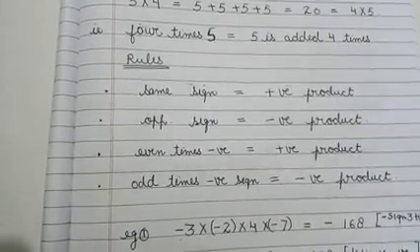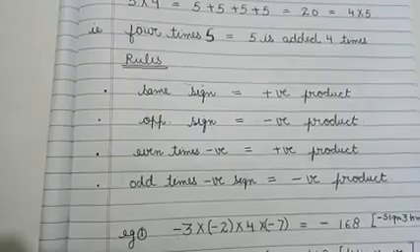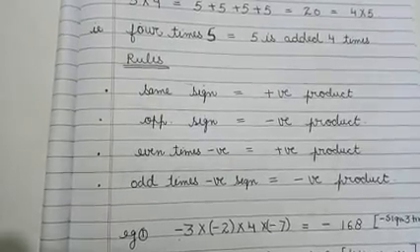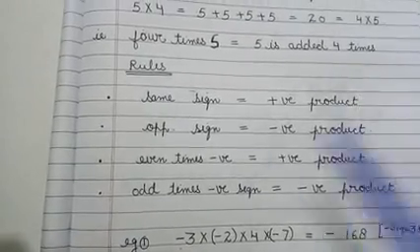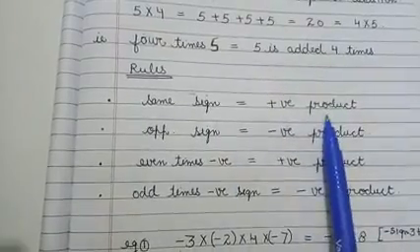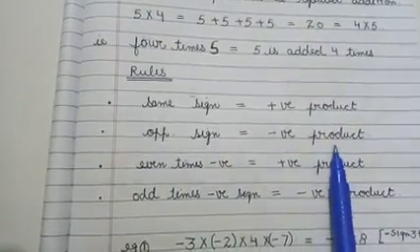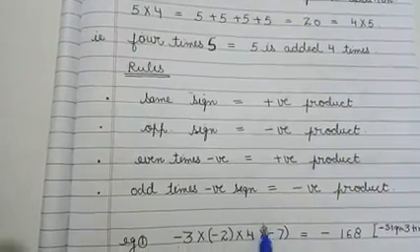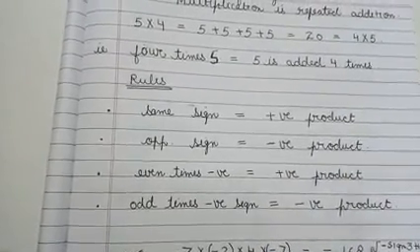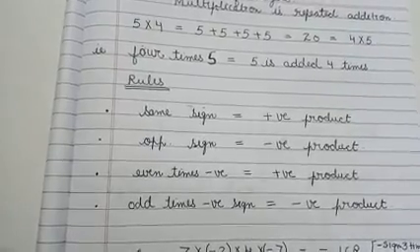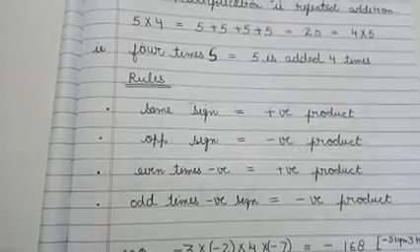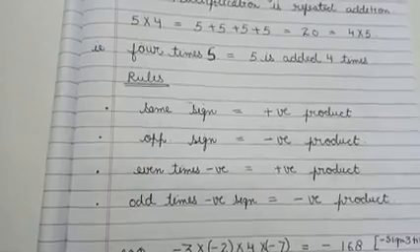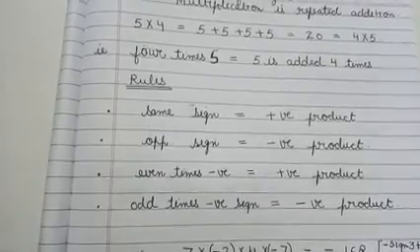Now what if the numbers are integers, means any number is positive or any number is negative? I told you in case of two integers, same sign gives a positive product, opposite sign gives a negative product. Now see class, if we have many integers to multiply, which sign will we put, positive or negative? How will we check which sign we have to put?